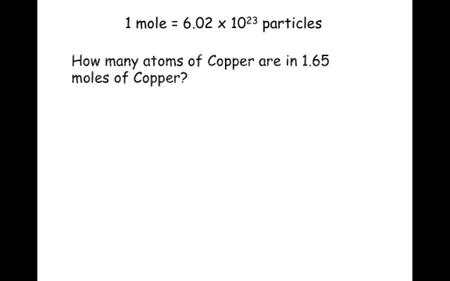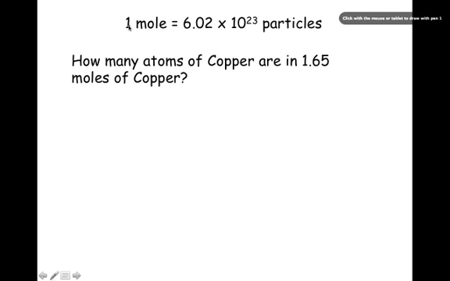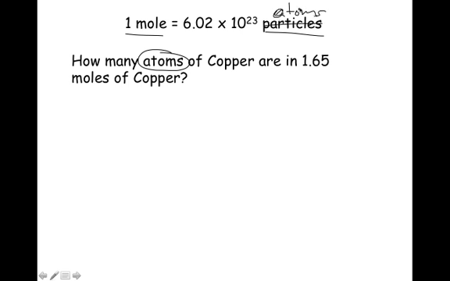So the first example is this one. How many atoms of copper are in 1.65 moles of copper? I've gone ahead and given you the correct equality to work this problem, which is the mole to particle equality, because we're looking for atoms, and an atom is a particle. An atom is not a mass and it's not a volume, it's a particle. So we're going to use atom in place of particle here. And we have moles on the other side of the equation. So that's what we're looking for.